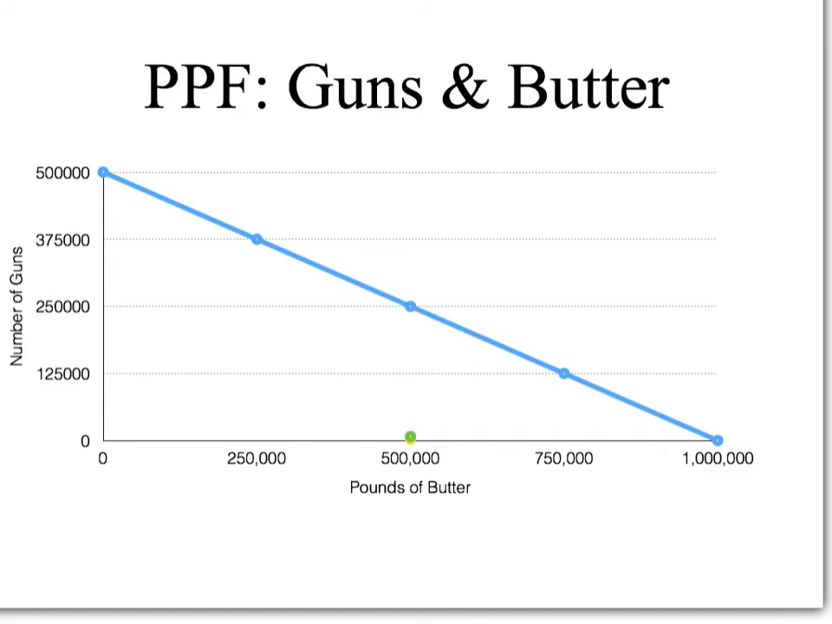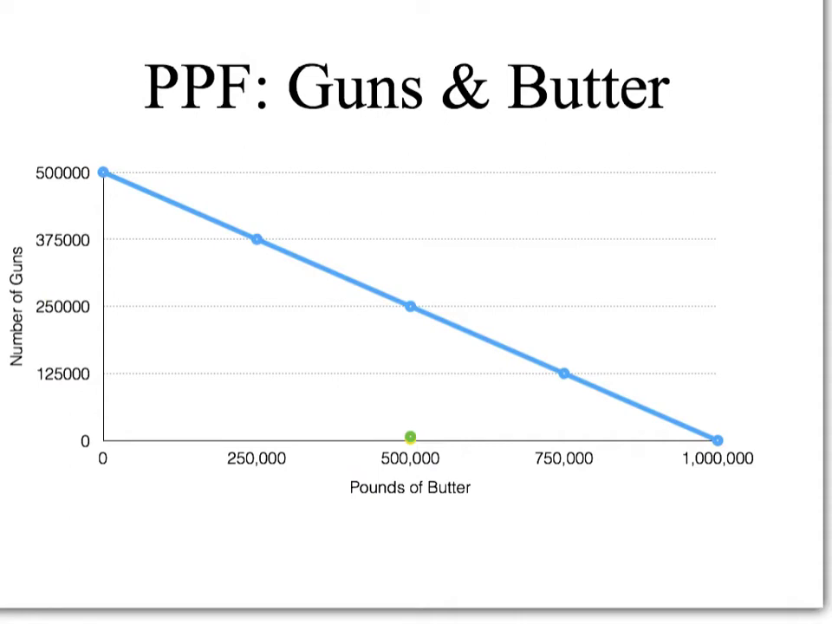All right, so let's talk a little bit about efficiency and inefficiency and just plots that are not attainable. All right, so let's say we have a point right here. We can call this point F. So point F is basically we are producing 250,000 guns and 250,000 pounds of butter. Now, is this possible? Let's talk about it a little bit.